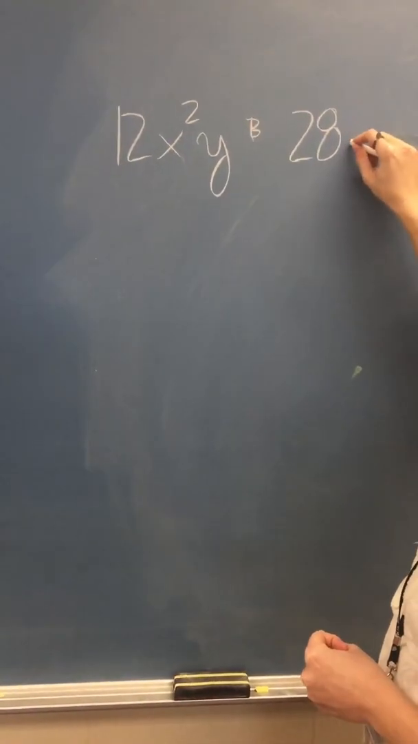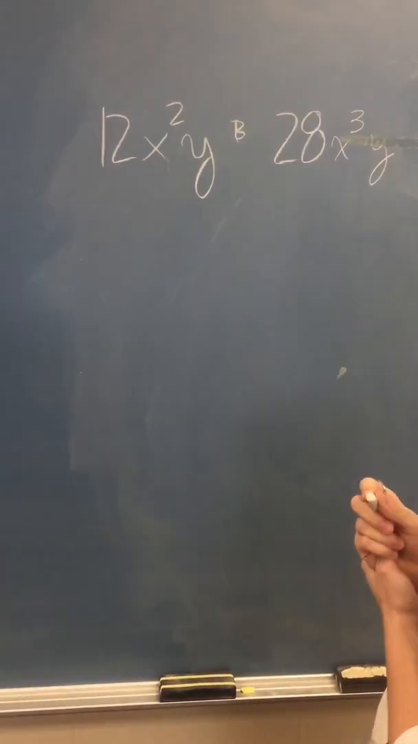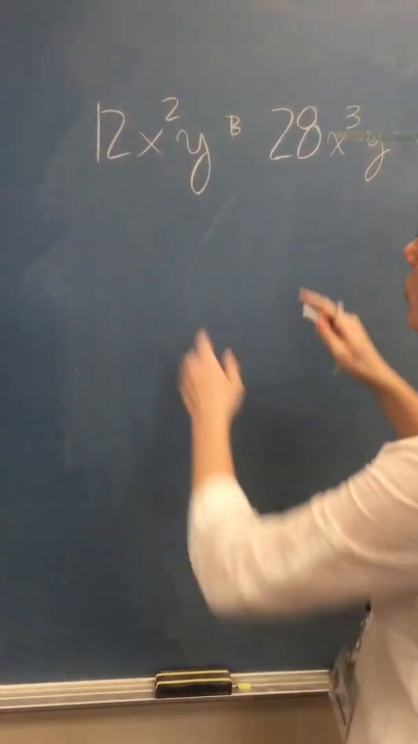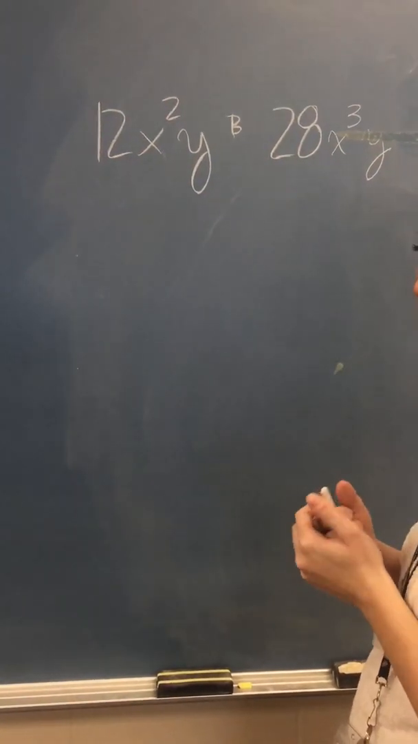12 x squared y and 28 x to the 3rd y. So you're going to do your coefficients first. What do 12 and 28 have in common? What's their greatest common factor?